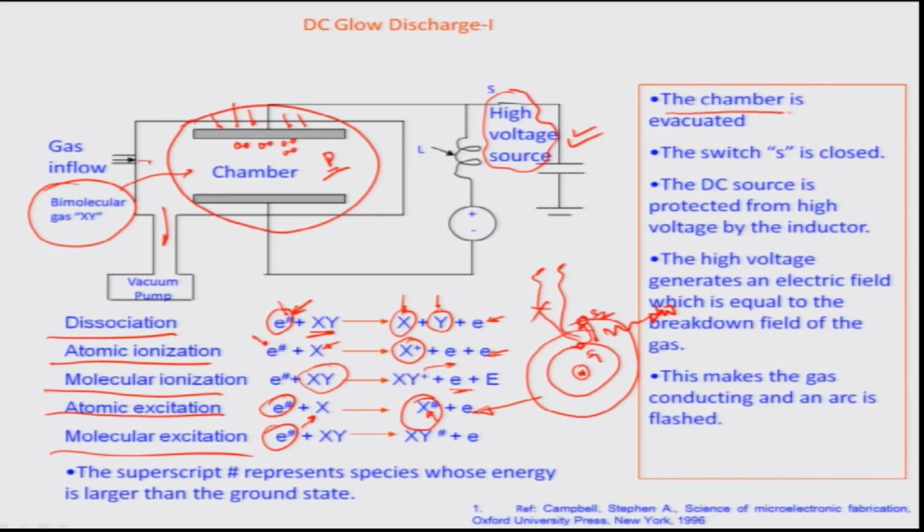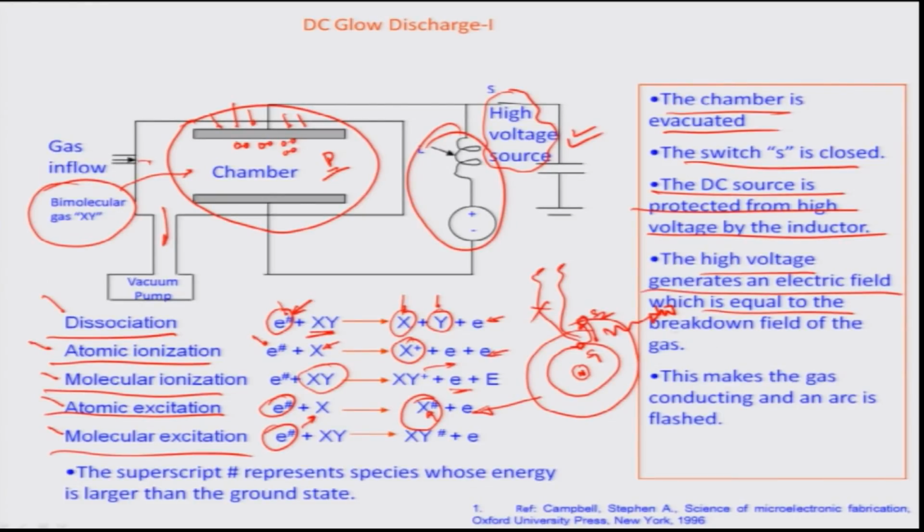So the chamber is evacuated, the switch S is closed, and the DC source is protected from high voltage by the inductor. You can see there is a DC source, and I will talk about later why a bias is needed; this is for sustenance of the plasma. So you are creating the following events in this chamber because of the electron discharge. The high voltage generates an electric field equal to the breakdown field of the gas, and it makes the gas conducting, and an arc is flashed. So there is an arc here.